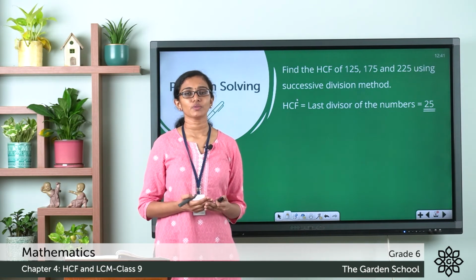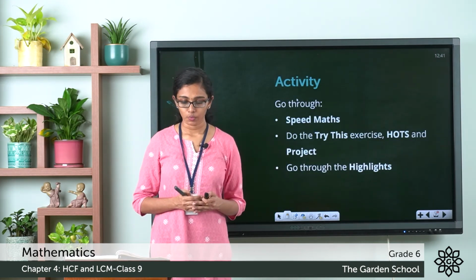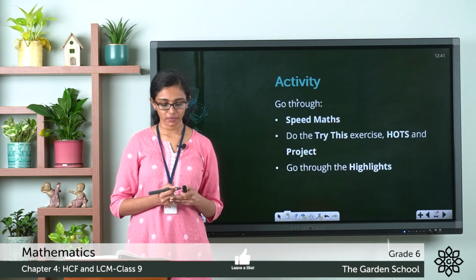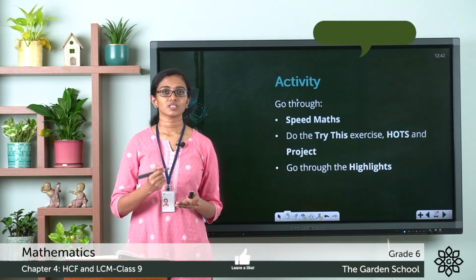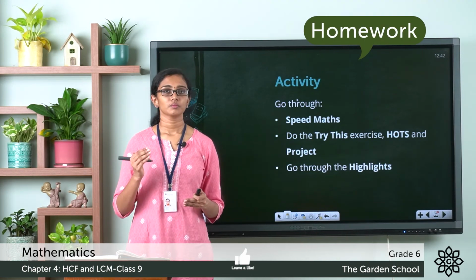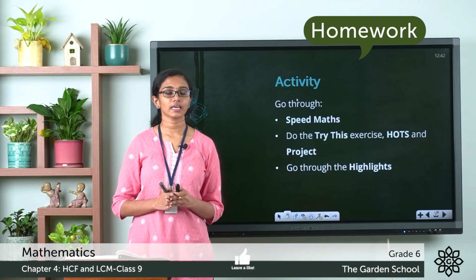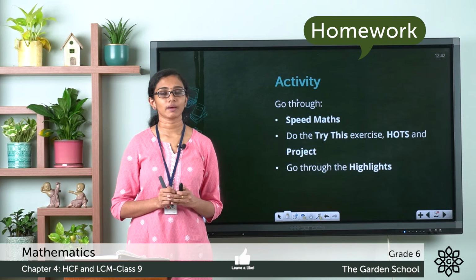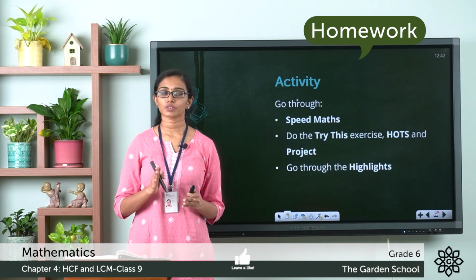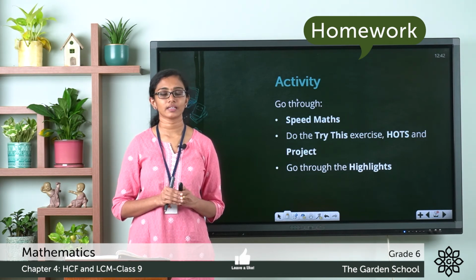So children, I hope you understood this new method. You have to go through this method once again, which is given under the heading Speed Maths. This is given on page number 58 of your textbook. There is a Try This exercise given right after the Speed Maths. Please go through that question and try to find the HCF of the given numbers there using the successive division method. There is also a HOTS exercise given below. Please go through that as well and try to find the answers to the questions given there.